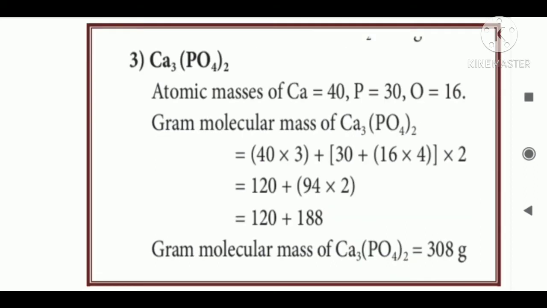Atomic mass of calcium 40, phosphorus 30, oxygen 16. The number of calcium present is 3, so 40 into 3, plus phosphorus 1, so 30, plus the number of oxygen present 4, so 16 into 4, closed bracket into 2. So 40 into 3, 120, plus 94 into 2, 188. So total 308 grams.